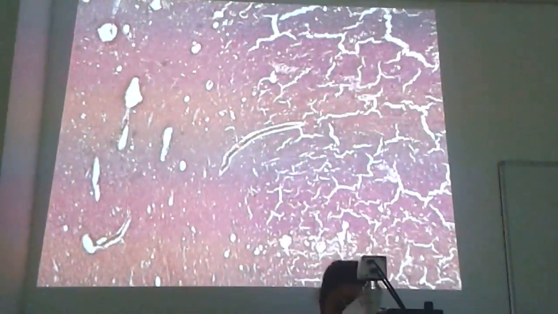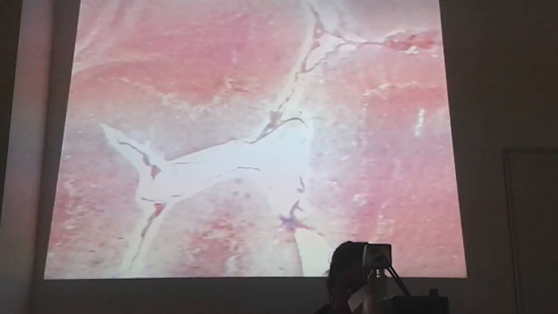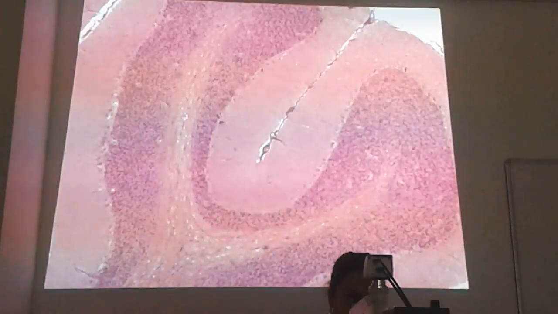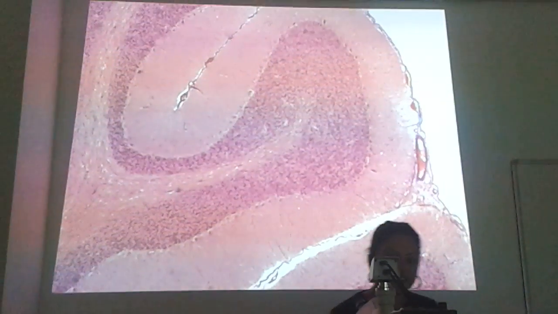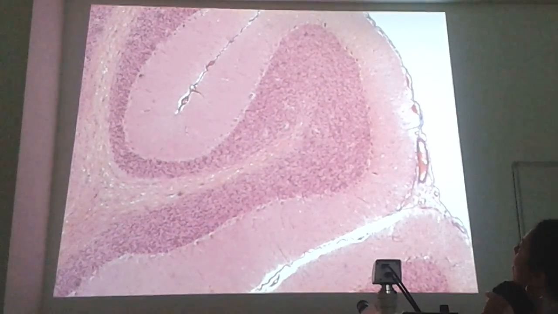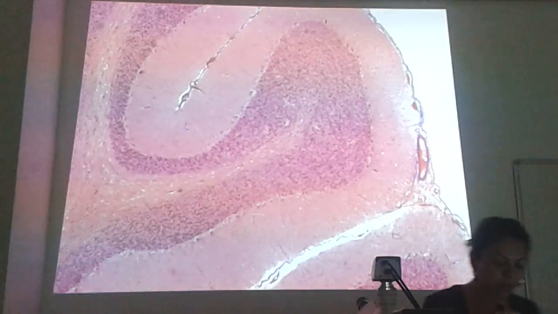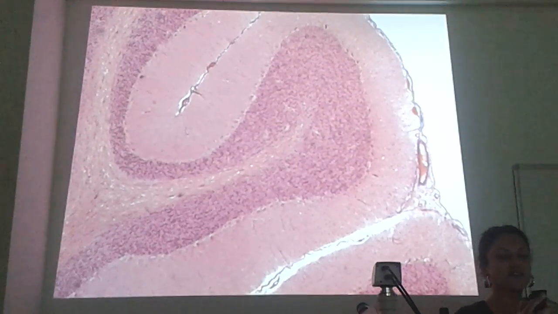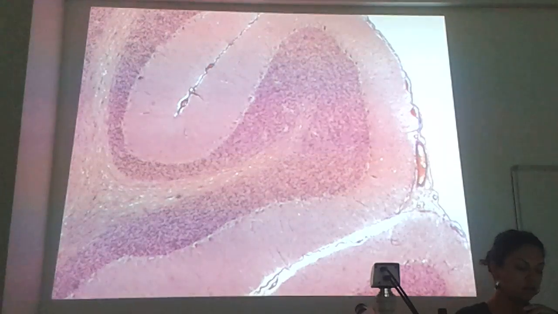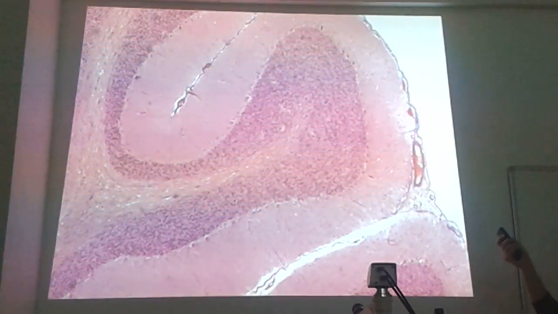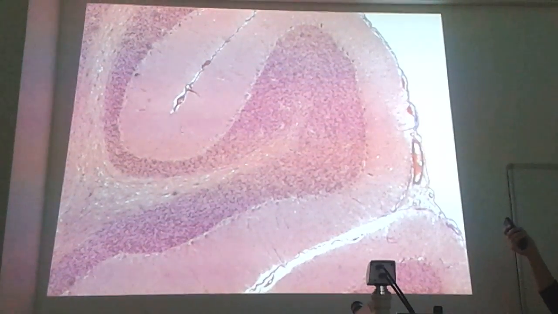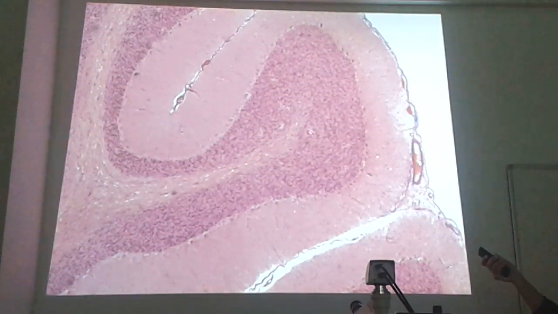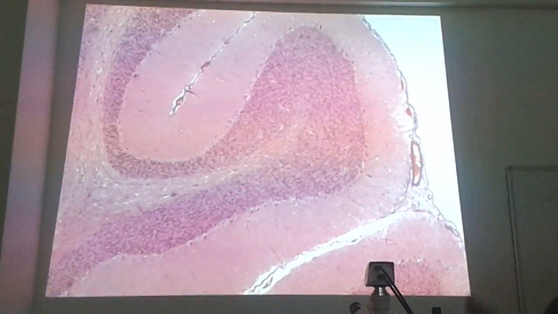Alright, and the second part of the brain is the cerebellum. I really like cerebellum. Cerebellum also has two layers, and this is the gray matter. The outside is the gray matter.